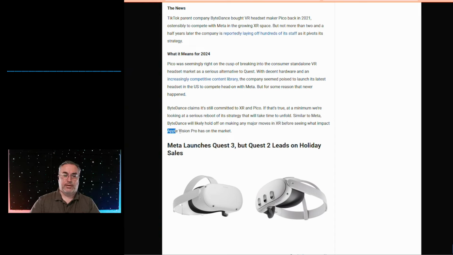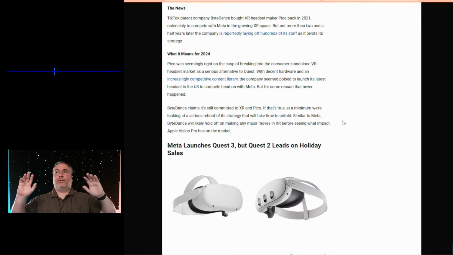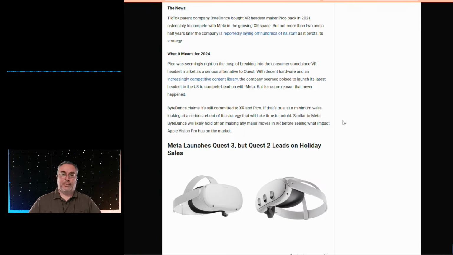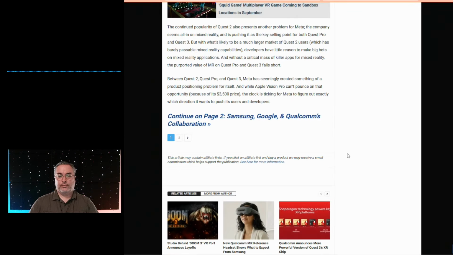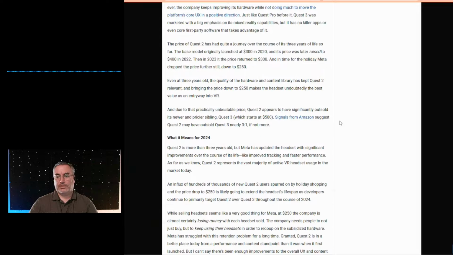Now, I don't think Apple Vision Pro is weighing on ByteDance and Pico. I don't think they're even in the same market. Yeah, tell me about it. I mean, why in the world would a $400 to $600 VR headset feel worried about what Apple does? Give me a break. They're worlds apart. Meta launches Quest 3 and others. You can continue all the rest of this.